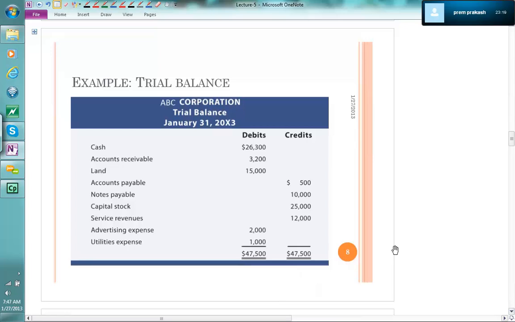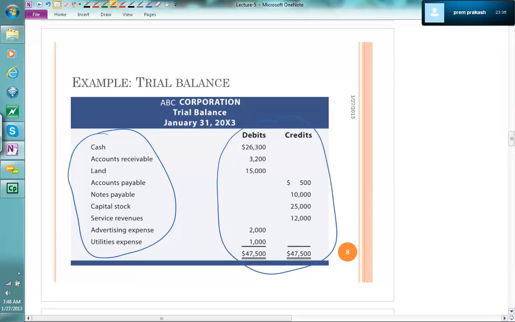So this is a very simple trial balance, like a dummy trial balance shown to you. So here, what do you see? There are two columns. One is known as account title, and the other is the balances. Cash is a debit balance account, so you see the debit entry here.